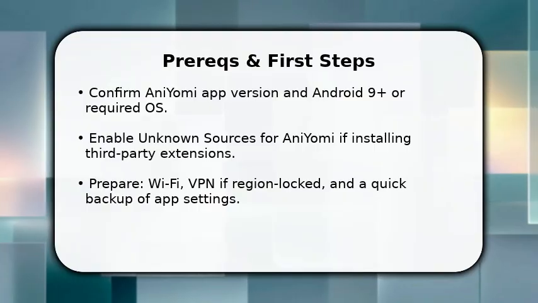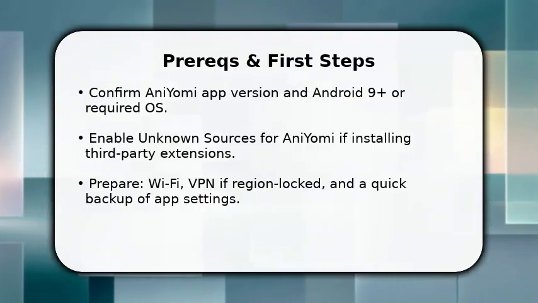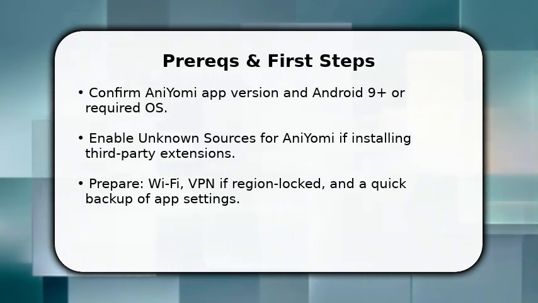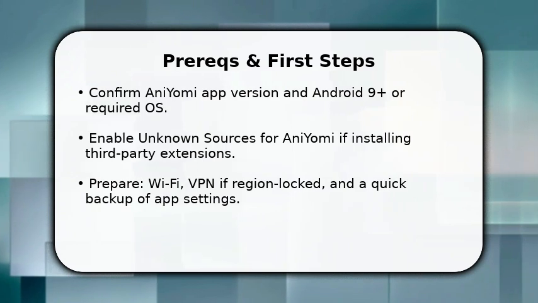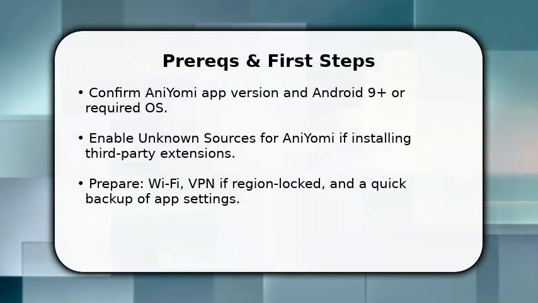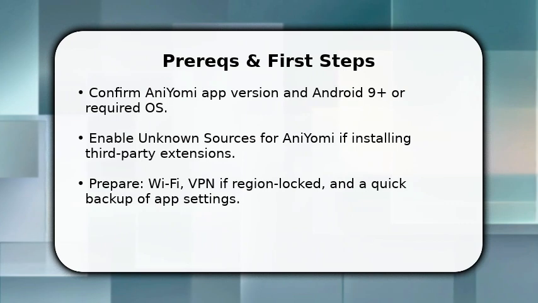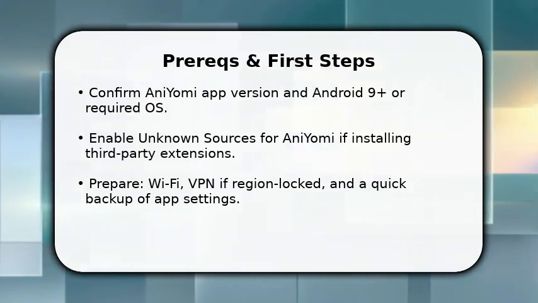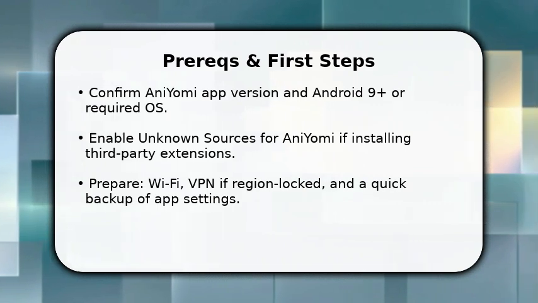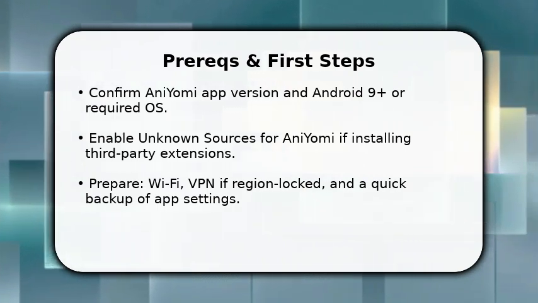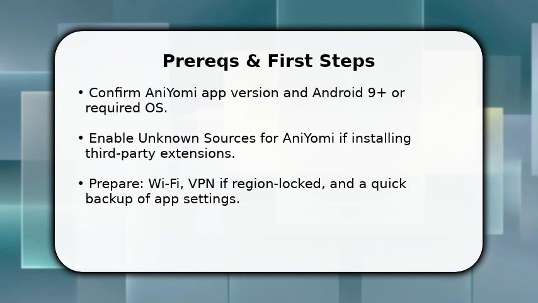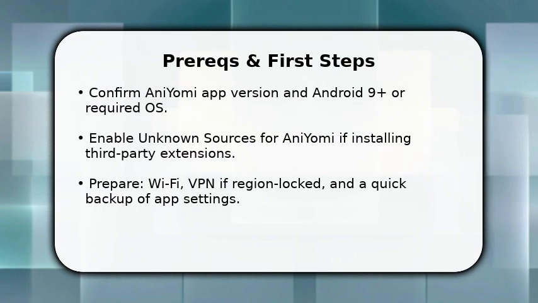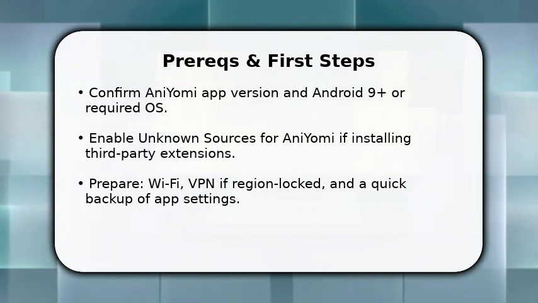Enjoy the video. You start by checking prerequisites. Make sure Aniyomi is updated and your device meets minimum OS requirements. Once done, enable unknown sources for the installer so extensions can be added. This avoids install errors. You should also connect to Wi-Fi and enable a VPN if sources are region restricted. Make a quick backup of Aniyomi settings to restore easily if something goes wrong. Doing these first steps reduces friction and prepares you to add the extension without an.